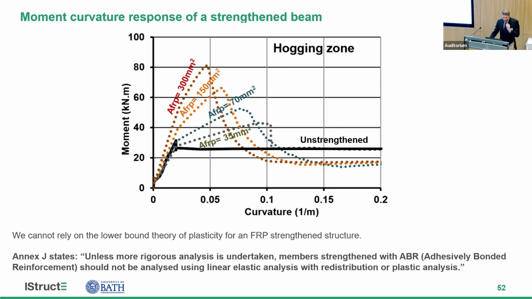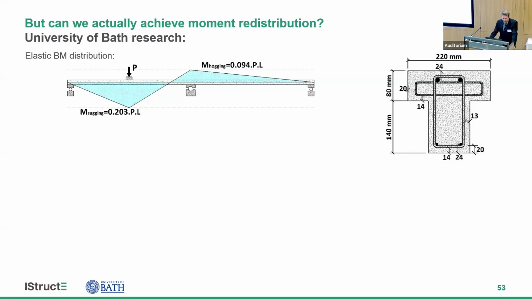And so Annex J actually states that unless a more rigorous analysis is undertaken, members strengthened with adhesively bonded reinforcement should not be analysed using linear elastic analysis with redistribution or plastic analysis. So it sort of specifically prohibits it unless more rigorous analysis is undertaken. So can we actually achieve moment redistribution?